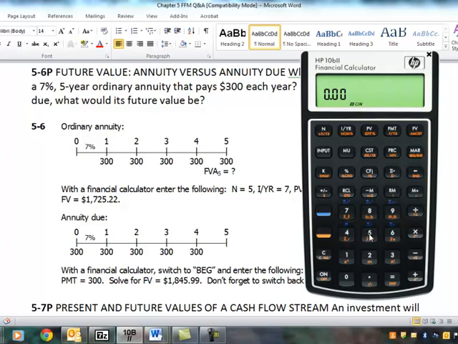So we're going to plug it in as before, 5N, and our interest rate was 7%. Our present value is 0 because the $300 are rolled up into the payments. And our future value is now $1,845.99. Now remember to hit Clear All and to hit Shift Begin again to get rid of that Begin key.